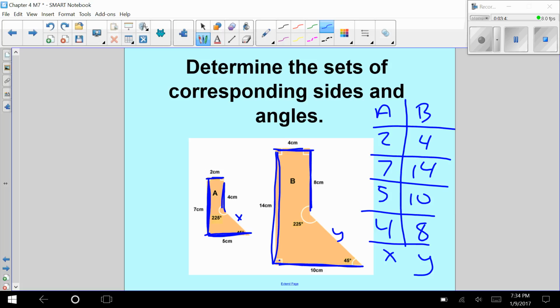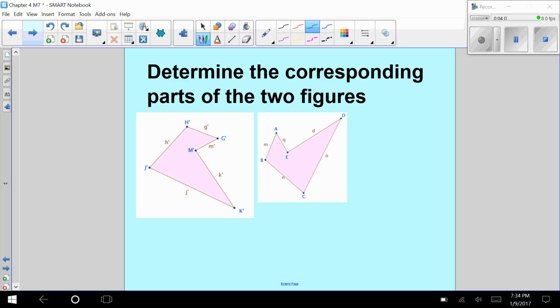Now let's look at angles. For the angles, this angle 1 goes with this angle 1. They're the same measure. Let's call this angle 2 goes with this angle 2. 3 goes with 3. 4 goes with 4. 5 goes with 5. You'll notice that all of those sets of angles are all congruent to each other. They have the same measure. So we're going to determine the corresponding parts of these 2 figures.